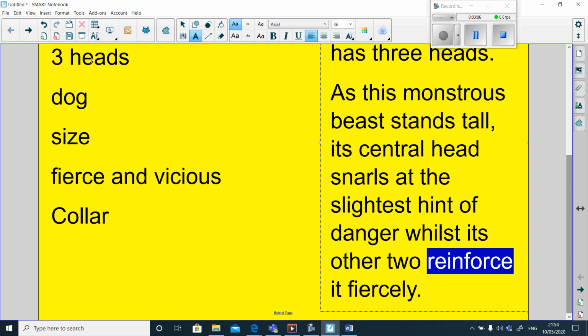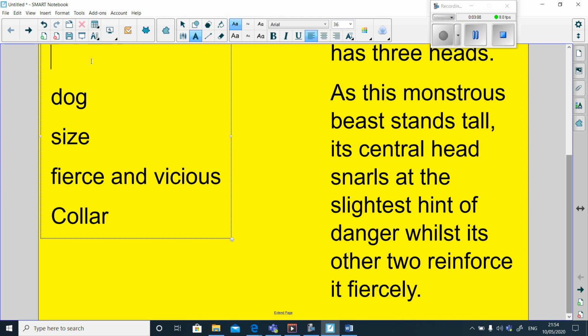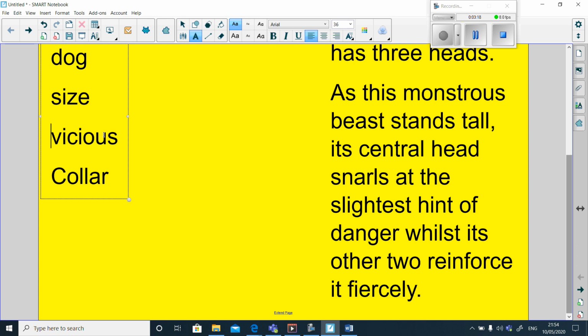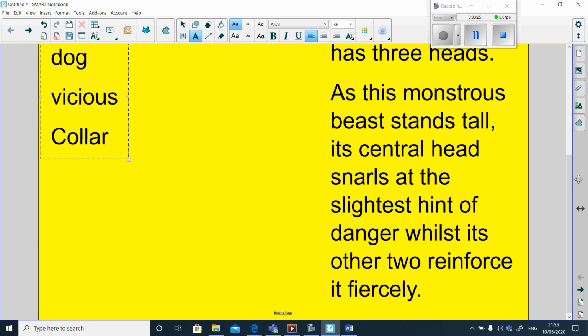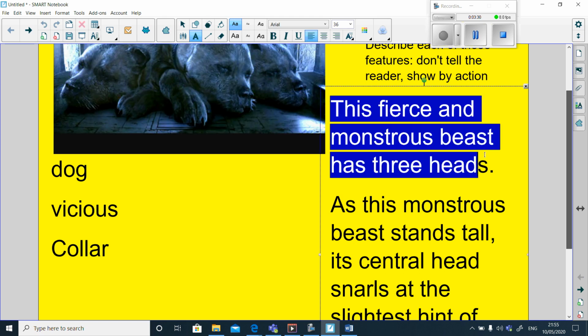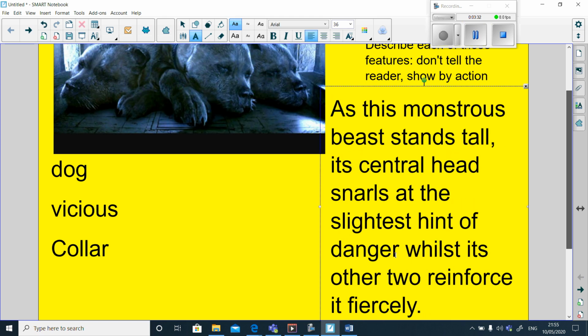So once I've done that, I can get rid of the fact that it's got 3 heads because I've already described that. I can also get rid of the word fierce because I've used that word. I could also get rid of size because I've said that it stands tall. So I've got a sentence that's described some of the features of this character. I also need to now describe the fact that it's a dog, it's vicious, and it's got a collar.